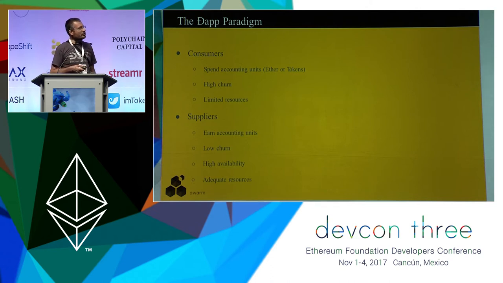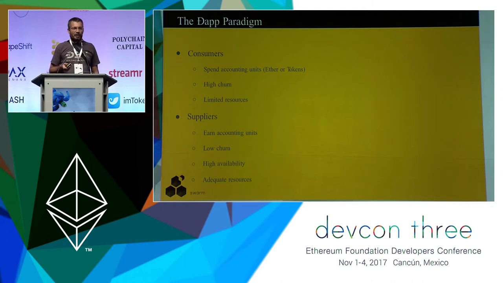But typically, consumers are characterized by high churn, so they leave the network and join the network frequently. You cannot rely on them staying on the network for a prolonged period of time. Typically, they spend accounting units, whether they are ethers or special purpose tokens. And they have resource limits, which in some cases can be quite severe.